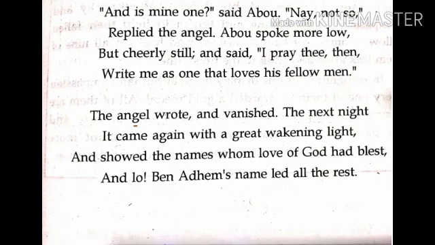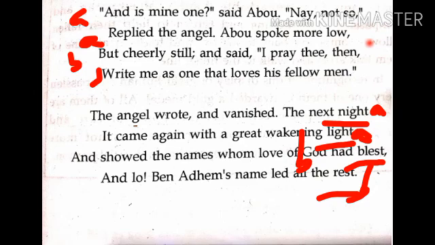And with mild cheer, said Abou, nay, not so, replied the angel. Abou spoke more low, but cheerly still, and said, I pray thee then, write me as one that loves his fellow men. Let's take the rhyming scheme of these 4 lines. What is the rhyming scheme of the first 2 lines? So, low. It has the same sound. Right. So let's put A, A. What's the rhyming scheme in the next 2 lines? Then, men. So let's put B, B. So, A, B, B. Similarly, check the next 4 lines.